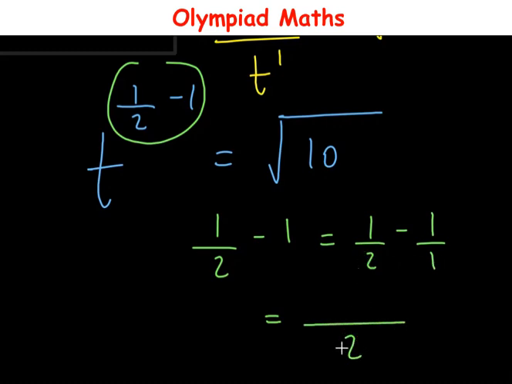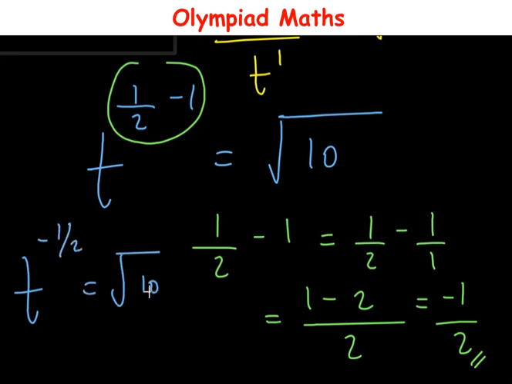So 2 divided by 2 is 1, 1 times 1 is 1. Minus 1: we divide 2 by 1, 2 times 1 is 2. 1 minus 2 is minus 1, then over 2. So that means that the value of 1 over 2 minus 1 is minus half. So this becomes t raised to power minus 1 over 2 is equal to root 10.